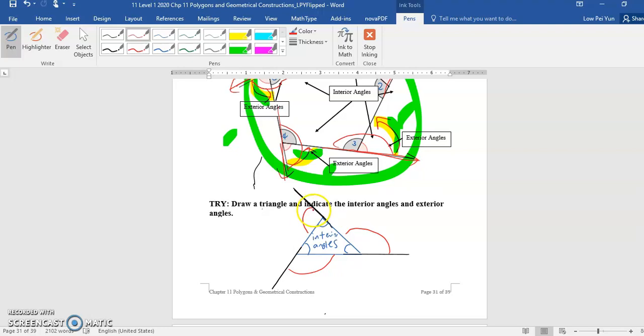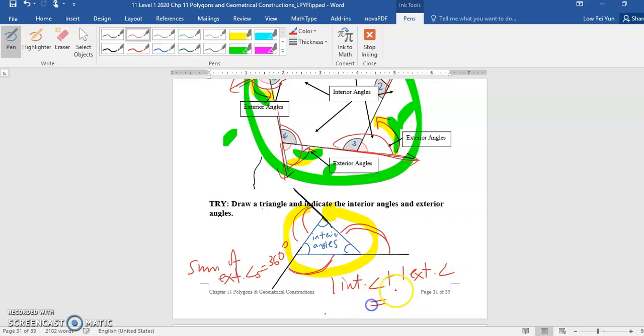Now can I ask you, will the exterior angles of a triangle add up to 360 degrees? I add this and this and this. That's right. I add the exterior angles, and the sum of exterior angles is 360 degrees. And if I take one interior angle plus one exterior angle, I must get 180 degrees because they lie on a straight line.